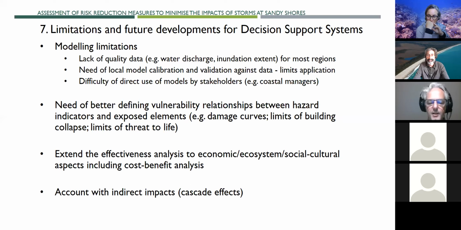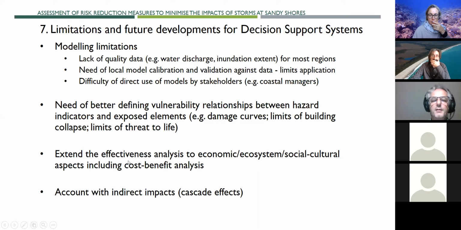We need to start to have these limits for when a building made of concrete or made of wood or whatever is going to be destroyed by flow velocity. What are the limits for the building to collapse? What are the limits to threat to life as well, for instance, by overtopping again? These already exist, but they need to be improved.